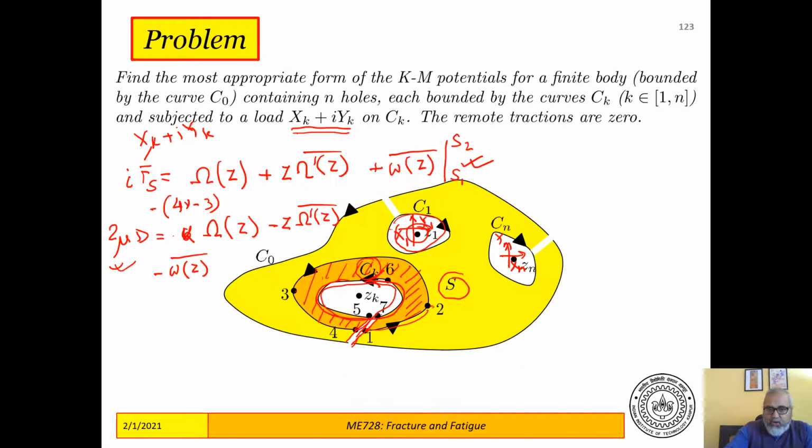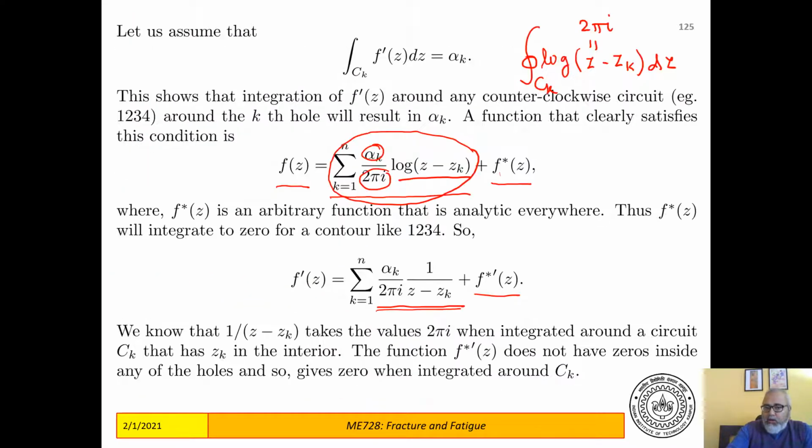So remember, we took a contour which encloses all the holes in the body, and inside we started with the assumption that we can now afford to have a function that is analytic only in the yellow part but can have poles inside the holes. So with that assumption, we came to the conclusion that this function can be of the form log (z minus zk) over every hole. So this is a function that would exactly give me 2 pi i when I integrate it over each hole, and then we can have an arbitrary analytic function, analytic everywhere, added to it.